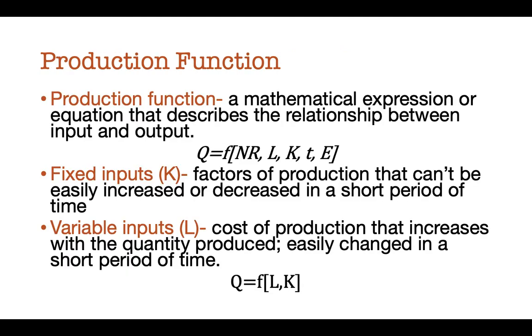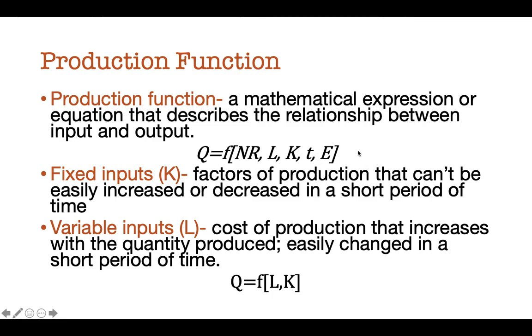So the production function, it's how we relate the idea of input and output. Output is sometimes abbreviated as Q for quantity of output. So this Q equals here is just saying output equals, and this fancy F here just represents function. So my output is a function of everything here in these brackets. And these abbreviations are what we described on the last slide. NR for natural resources like land, L stands for labor, K stands for capital, that's the machinery and tools, T would be technology, E is my entrepreneurship.